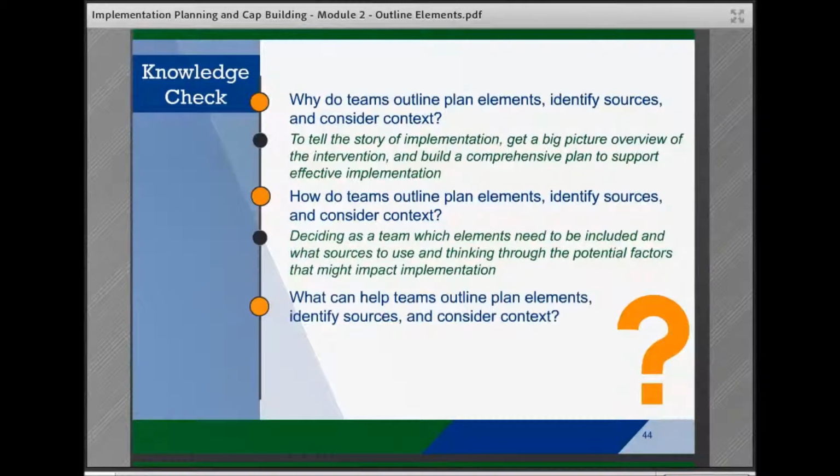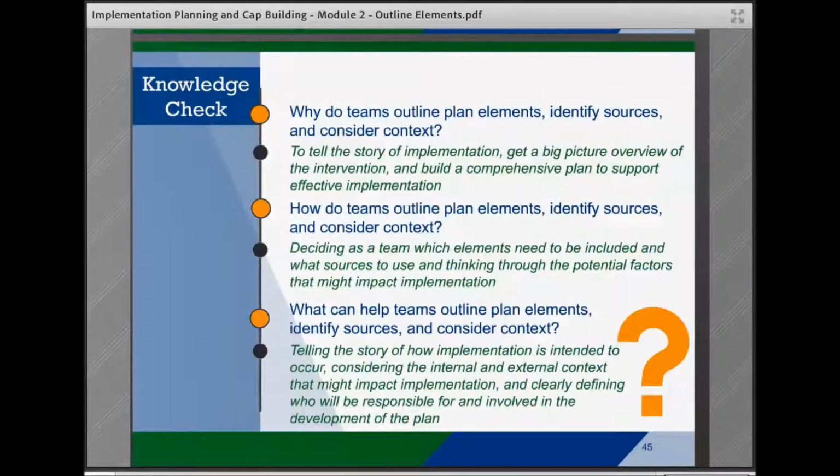What can help teams outline plan elements, identify sources, and consider context? Telling the story of how implementation is intended, considering the internal and external context that might impact implementation, and clearly defining who will be responsible for and involved in the development of the plan. Now, take this a step further by reviewing the reflection questions for outline implementation plan elements, identify sources, and consider context in your implementation planning and capacity building workbook to connect what you've learned to your own experience.